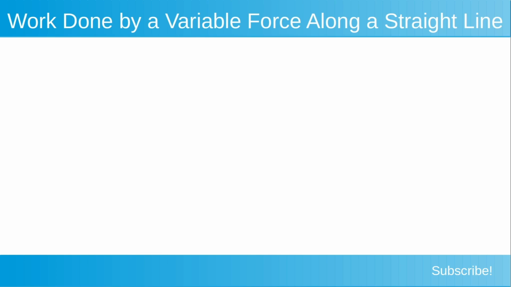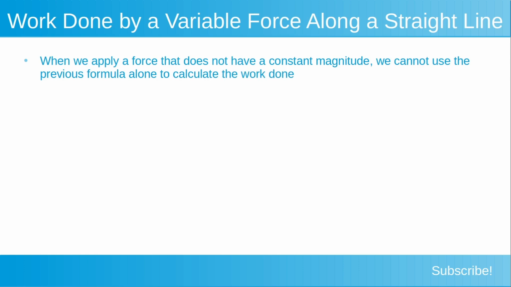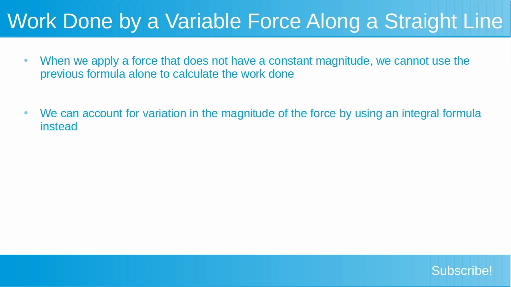We're now going to describe how to calculate the work done by a variable force along a straight line. When we apply a force that does not have a constant magnitude, we cannot use the previous formula alone to calculate the work done. We can account for variation in the magnitude of the force by using an integral formula instead.